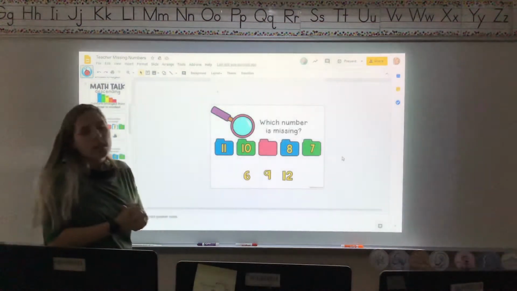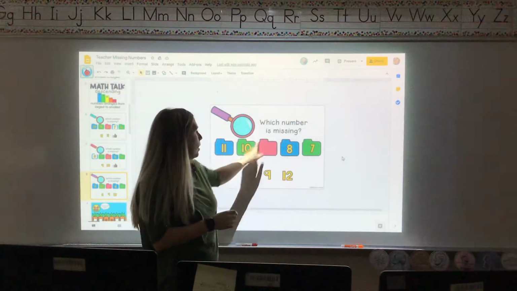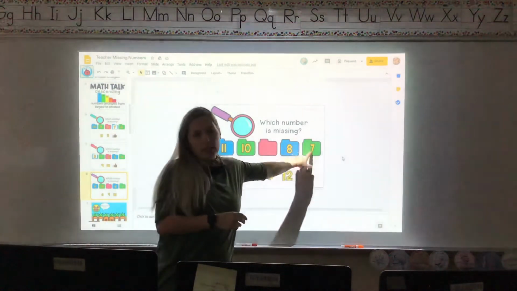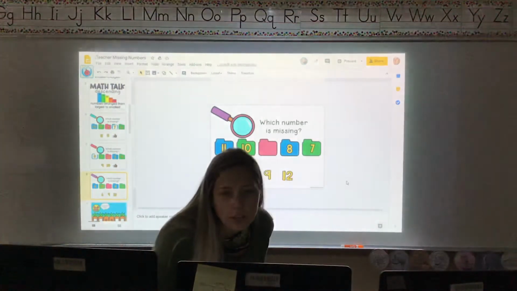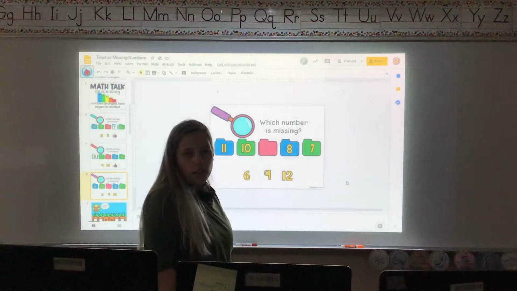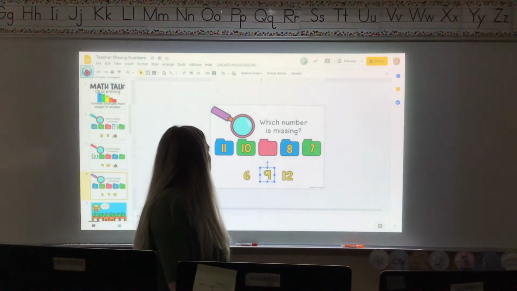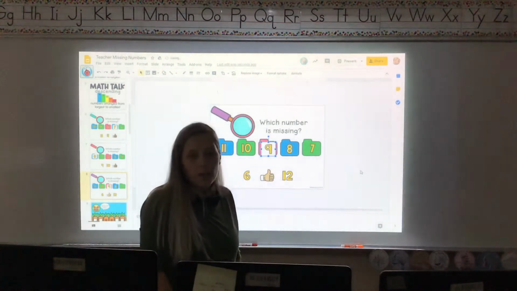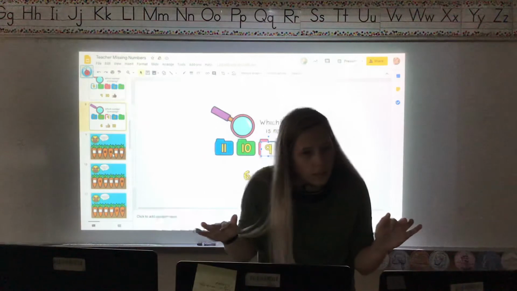All right, now we're missing the number that's in the middle. So we have 10, 11, 10. We're missing this number, 8 and 7. Jalen Roundtree. 9. Good job. Yay.